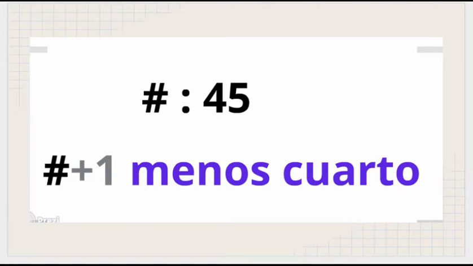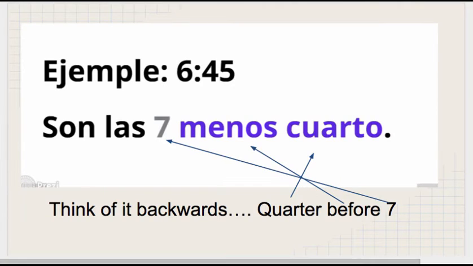Let's do an example. 6:45. Son las 7 menos cuarto. Think of it backwards, okay? Quarter before 7. Or think of it like math. I like to kind of joke around and say it's kind of like giving someone a math problem instead of telling them time. So it's 7 minus 15 minutes.